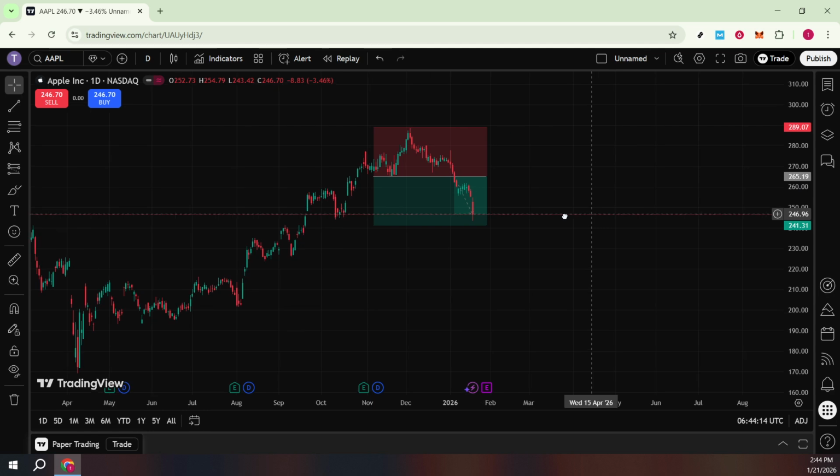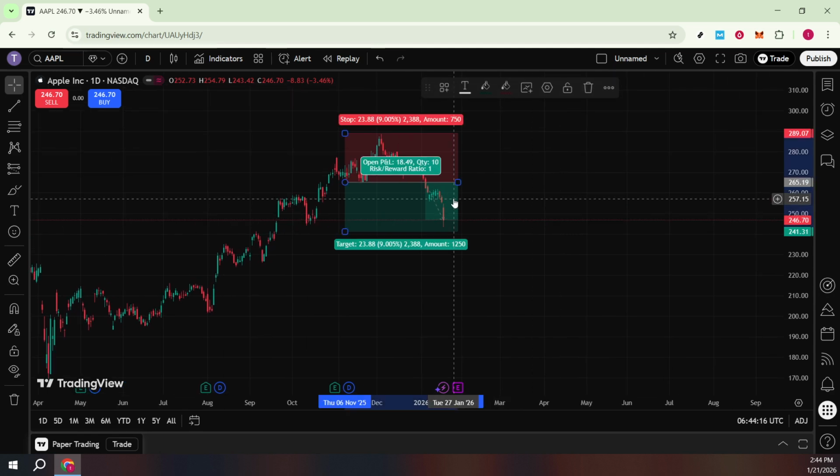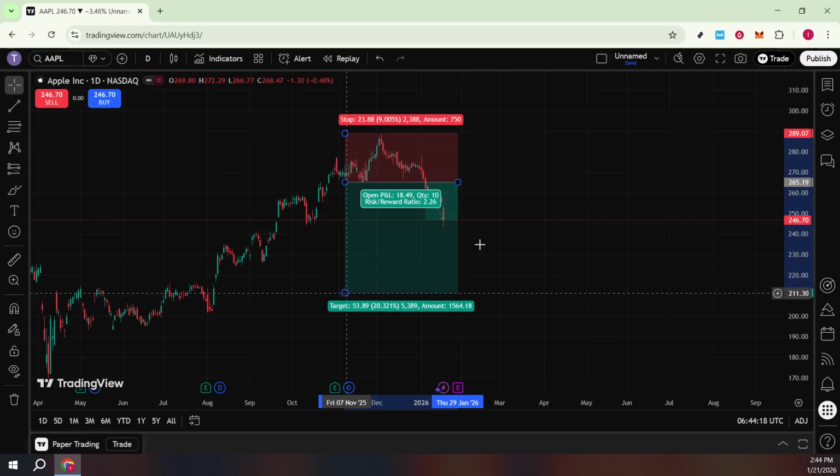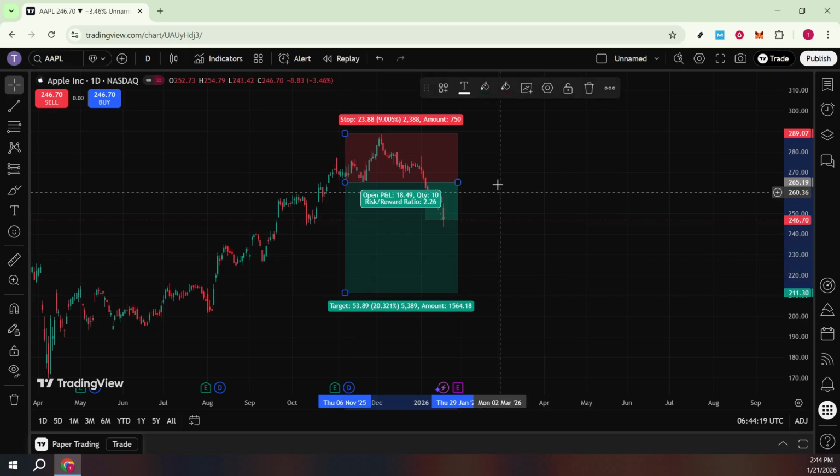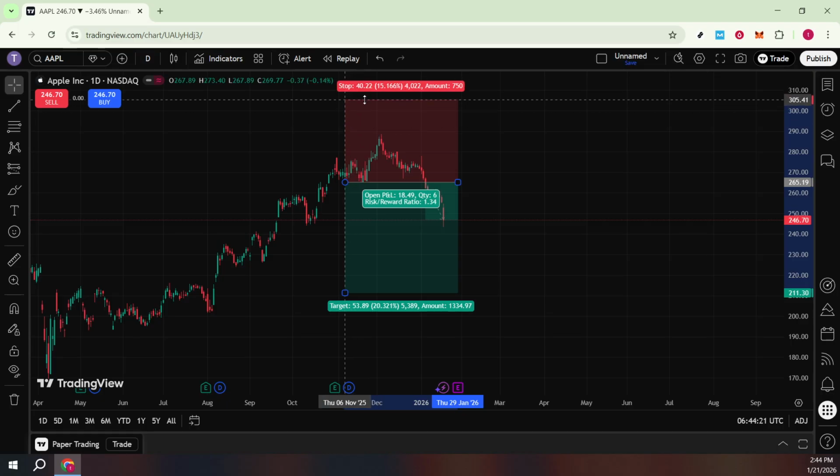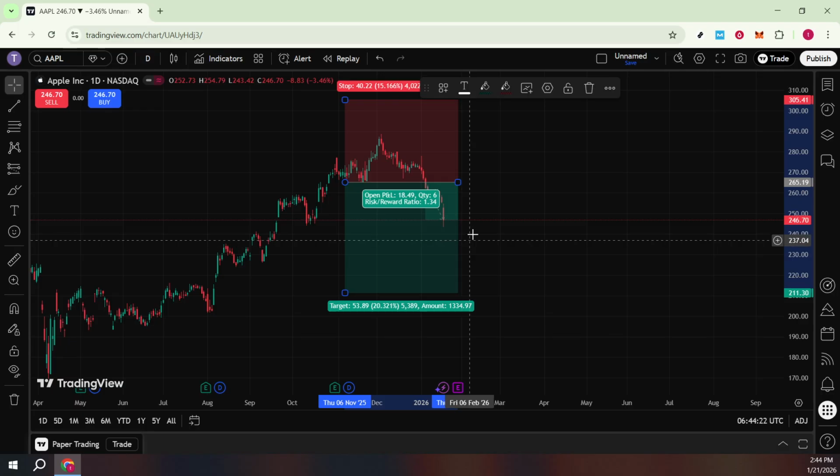Drag the lower handle to set your take profit. Because this is a short, your profit target will be below the entry. Position it at the level where you'd reasonably expect price to reach, perhaps a prior swing low or a logical support area. As you move this handle, watch how the risk to reward ratio changes.